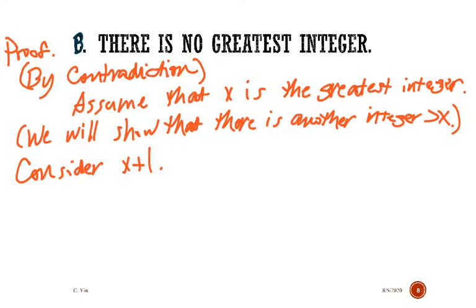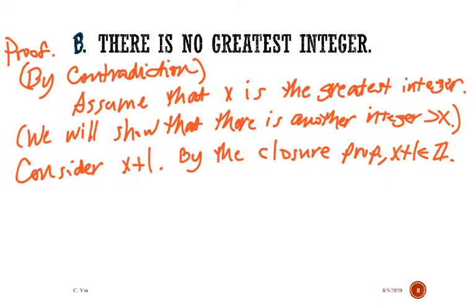Alright, well is x plus 1 bigger than x? Well sure it is, okay? But the other thing is, is it an integer? Well sure it is, because if x is an integer, which we said that it was, we said it was the greatest, but when you add 1 to it, that's going to be bigger. All right, and x plus 1 is definitely another integer. That's by the closure property. So by the closure property, x plus 1 is an integer.